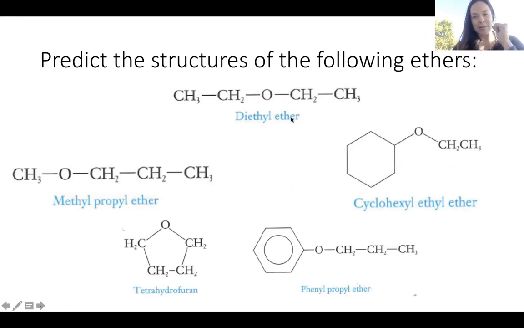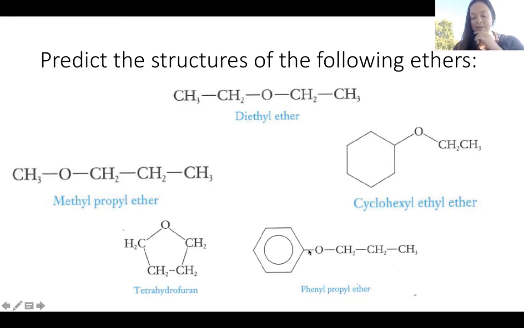If it's an ether, that means there's an oxygen stuck in between them. Methyl propyl ether. Okay, methyl is a one carbon group. Propyl is a three carbon group. If it's an ether, there's an oxygen stuck in between them. Cyclohexyl is 6 carbons in a ring. Ethyl is a 2 carbon group. Again, it's an ether. There's an oxygen stuck in between them.